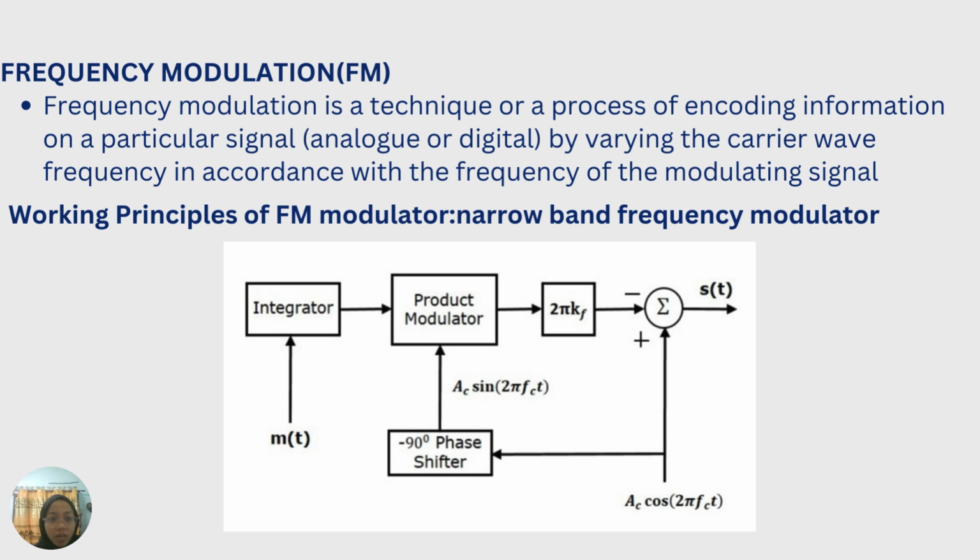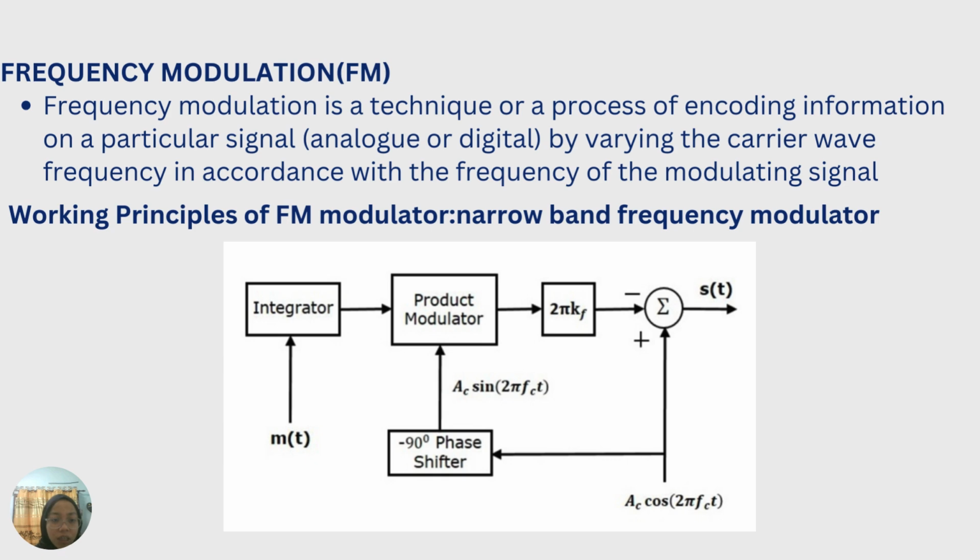Next is the modulator of frequency modulation. Frequency modulation is a technique or a process of encoding information on a particular signal, which is analog or digital, by varying the carrier wave frequency in accordance with the frequency of the modulating signal.